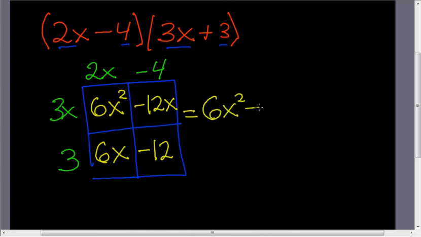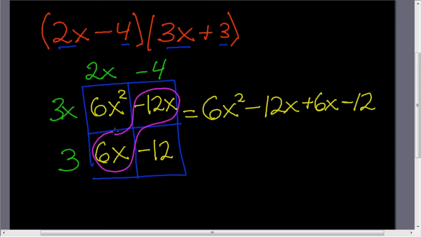Just write out everything. We got 6x squared minus 12x plus 6x. I put plus because it's positive. Minus 12. And again, if at this step you can see that you can combine some like terms, the 6x and the negative 12x are like terms. For our complete answer, we will simplify by combining those together. Negative 12x and 6x will make a negative 6x.